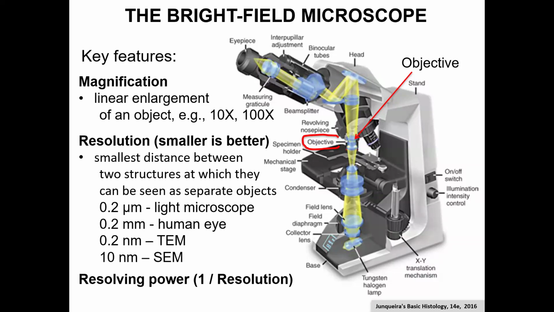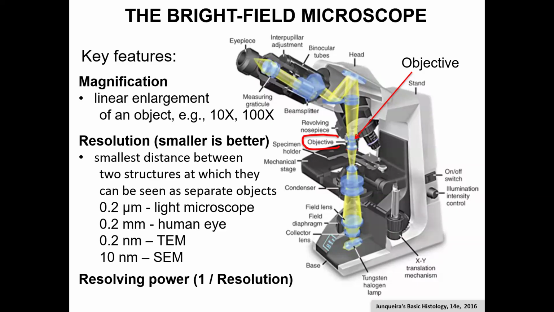However, the transmission electron microscope and even the scanning electron microscope can achieve much better resolutions. The transmission electron microscope has a resolution of 0.2 nanometers. It's about 1,000 times better than the resolution achieved with light. And this is possible because the transmission electron microscope uses waves, but they are not light waves. They are electron waves.